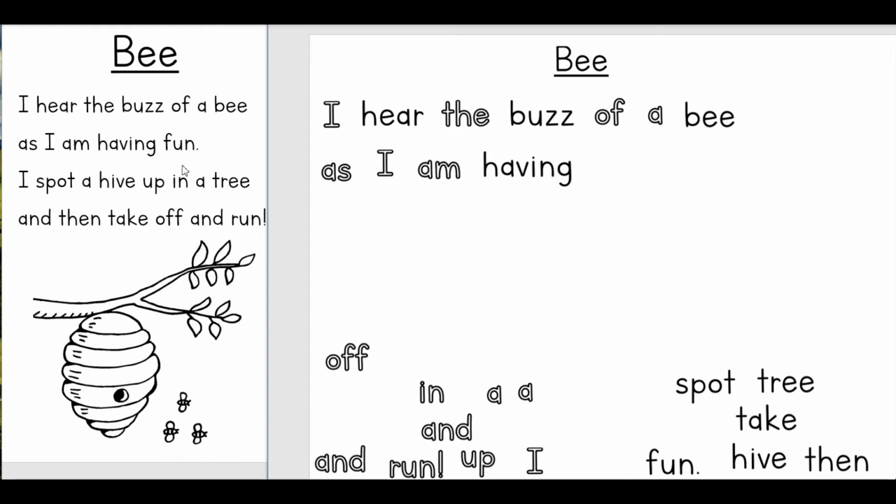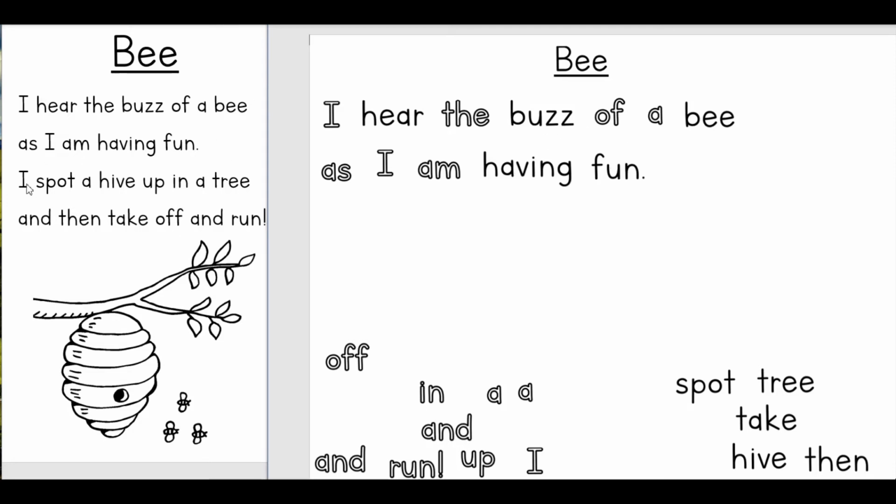As I am having fun. One of our unwords from word study last week. F-U-N, fun. Not this word. That's another UN word. It's this one right here. F-U-N, fun. Now you can notice that this is the end of a sentence, so that's why it has punctuation, has a period attached to it. Okay. I hear the buzz of a bee as I am having fun.